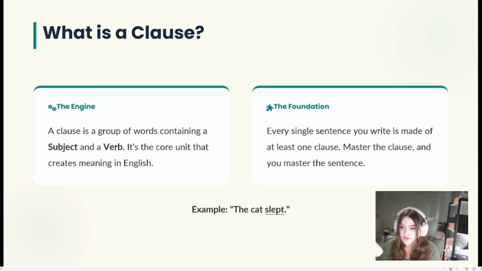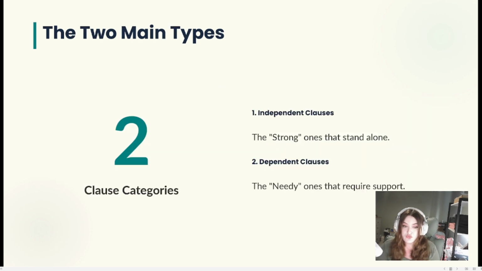Okay, so in the example on the screen at the moment, the cat slept. The subject would be the cat, and the action is slept. So we know the cat's sleeping. So there are two main types of clauses that you need to know.